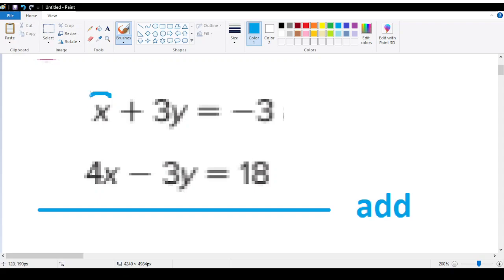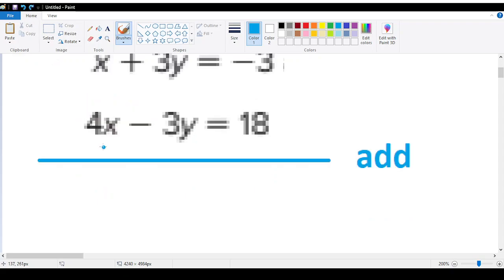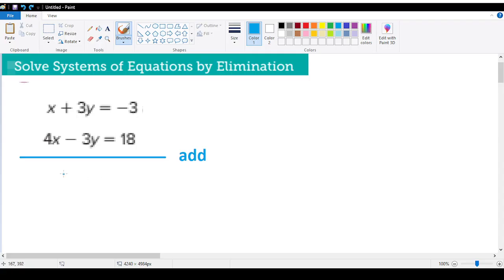x, we will add it with the 4x. How much will it give? 5x. Okay. 3 minus 3. Y. No. Just talk about the numbers. Think about the numbers. 3 minus 3, how much? Zero. So they will cancel out. You cannot say y, because if you say y, that means it's 1, and this is not correct. So we should say 0.